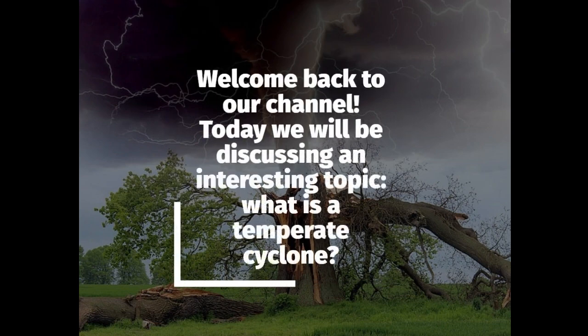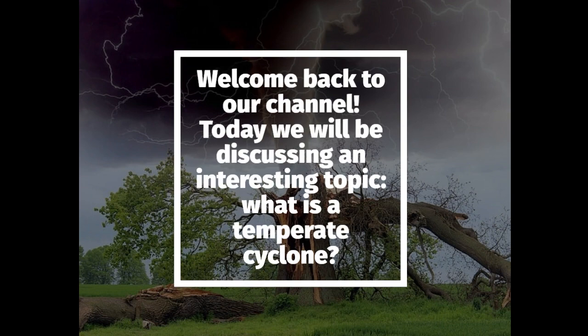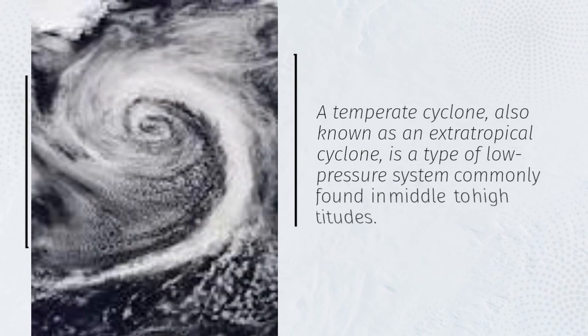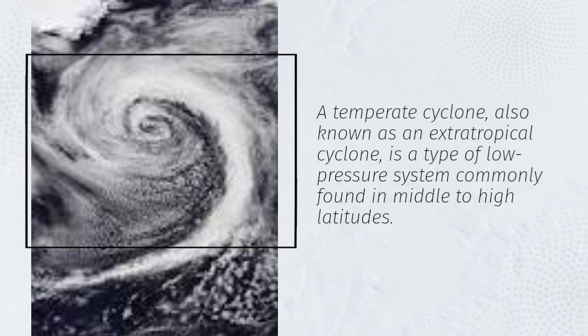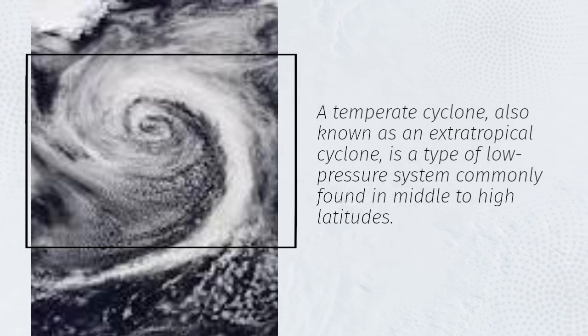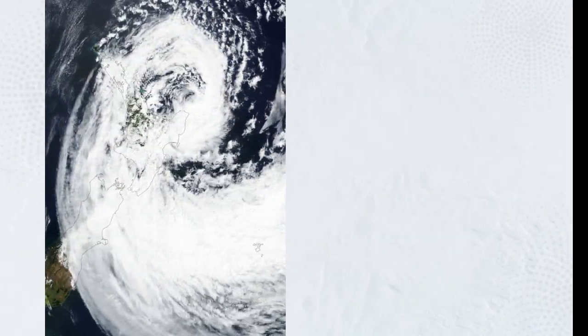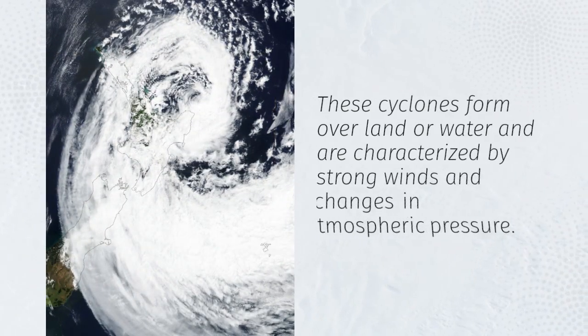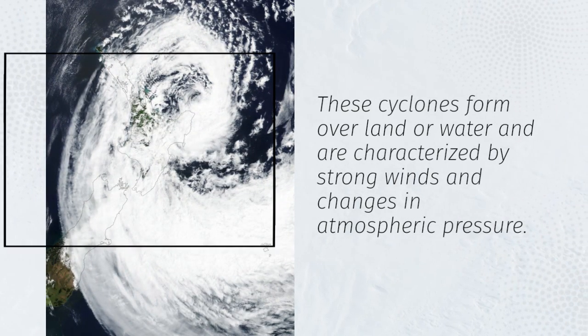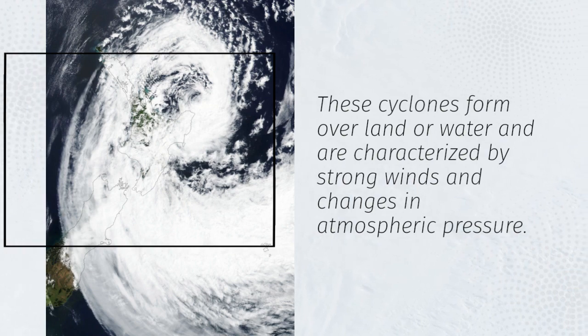Today we will be discussing an interesting topic. What is a temperate cyclone? A temperate cyclone, also known as an extratropical cyclone, is a type of low-pressure system commonly found in middle to high latitudes. These cyclones form over land or water and are characterized by strong winds and changes in atmospheric pressure.